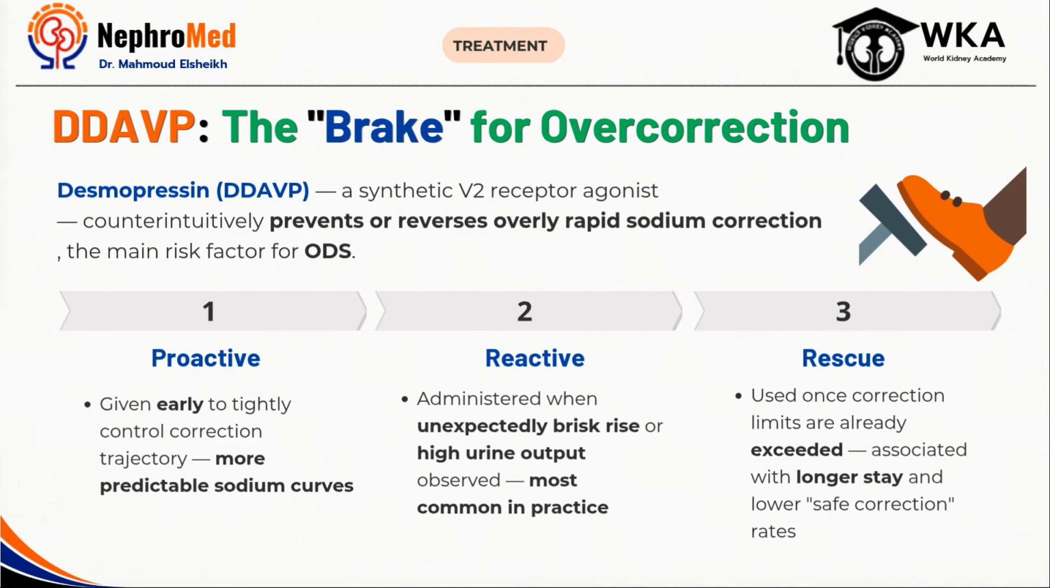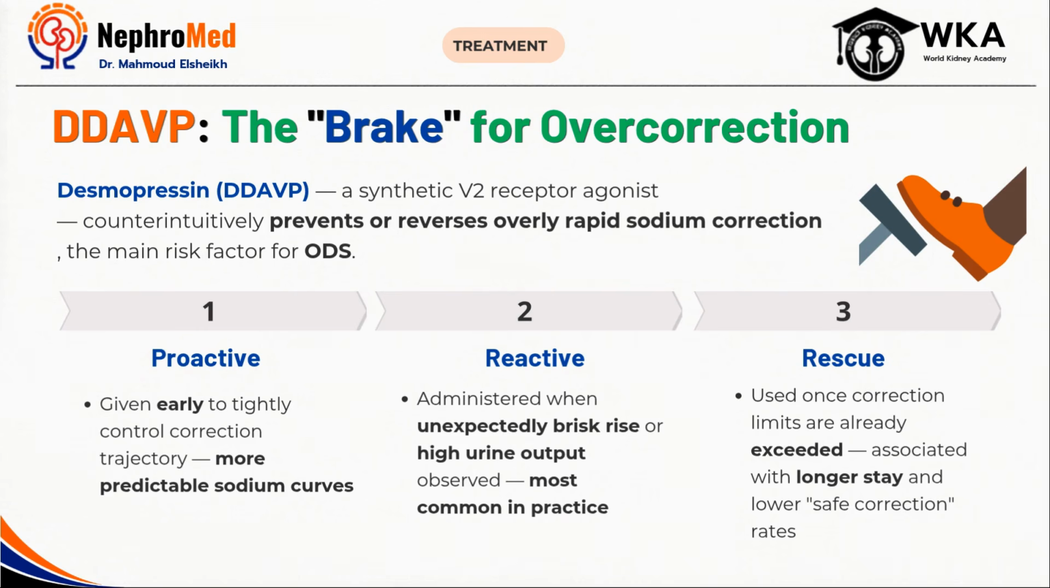First, the proactive one. Here, DDAVP is started earlier in high-risk patients, often together with hypertonic saline, to tightly control the correction trajectory from the beginning. This approach creates a very predictable sodium curve. Second, the reactive strategy, which is probably the most common in practice. In this approach, DDAVP is administered once the clinician notices an unexpectedly brisk sodium rise, high urine output, or a sudden drop in urine osmolality. The goal is to stop the acceleration before correction limits are exceeded.